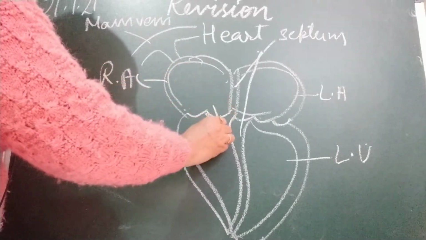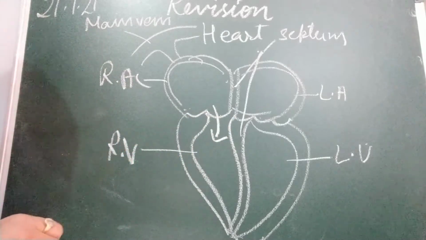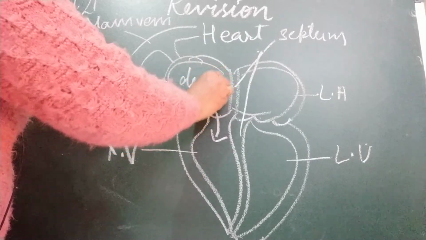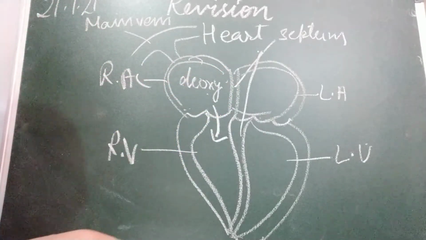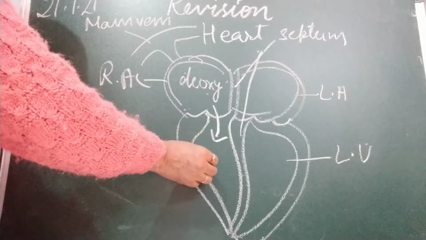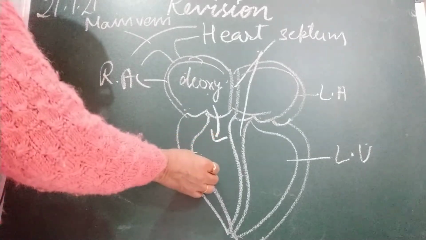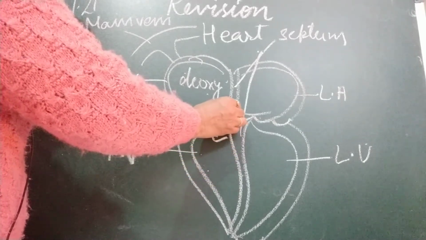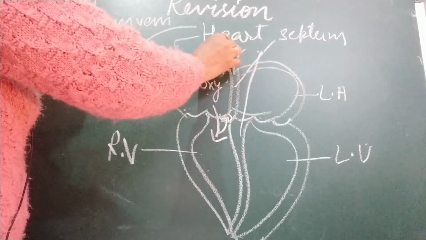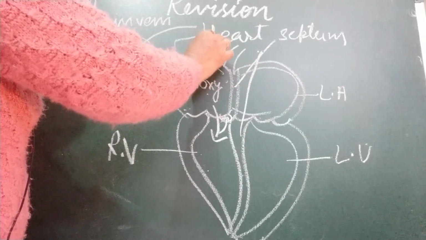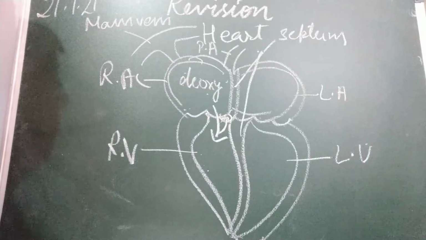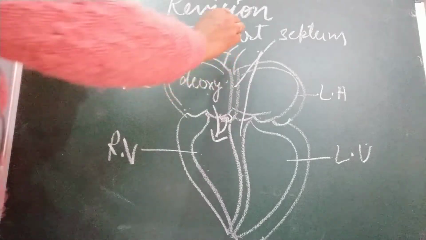The walls open and the blood goes to the right ventricle. What kind of blood is this? Deoxygenated. This deoxygenated blood goes to the right ventricle when the auricle is squeezed, and at this time the ventricle is relaxed. Now when the ventricle squeezes, there is a tube through which the blood goes, and this is the pulmonary artery.